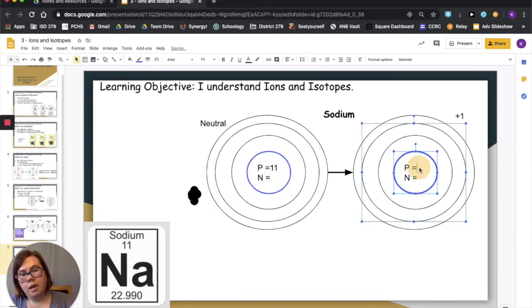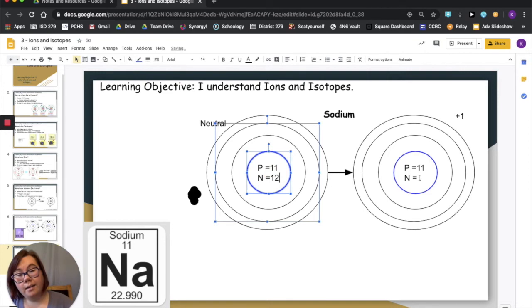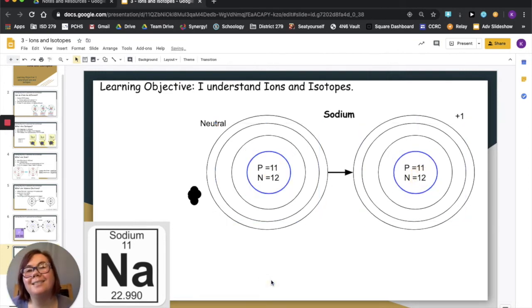We have 11 protons. And then our neutrons, remember, comes from taking that atomic mass on the bottom of our periodic table square, rounding it to get our mass number. So here I have 22.990. And when we round that, the number after the decimal is higher than 5, so we're going to round it up to 23. And 23 minus 11 gives us 12 neutrons. And again, our protons and our neutrons do not change for our ions. So we can write them in both the neutral atom and the ion Bohr model.